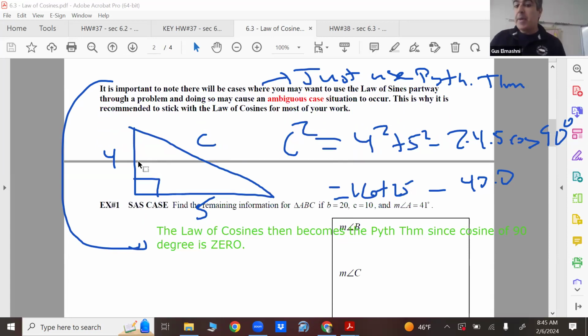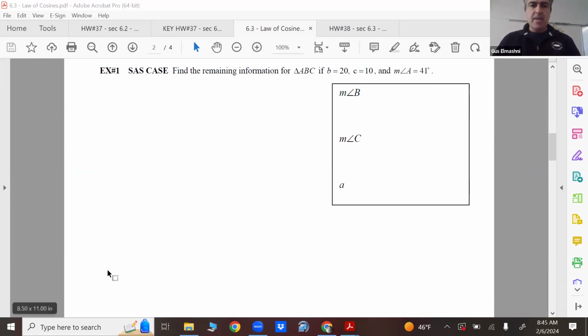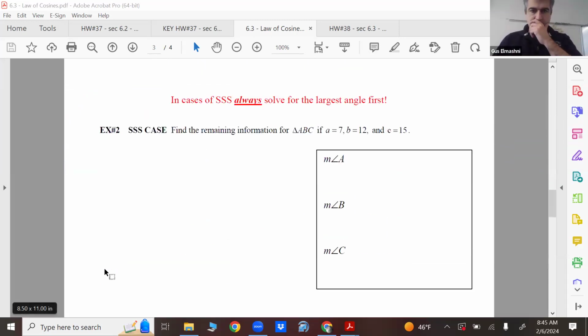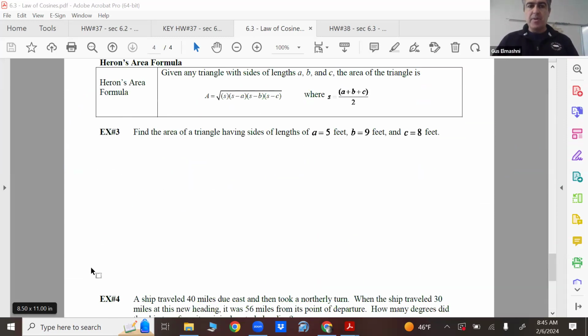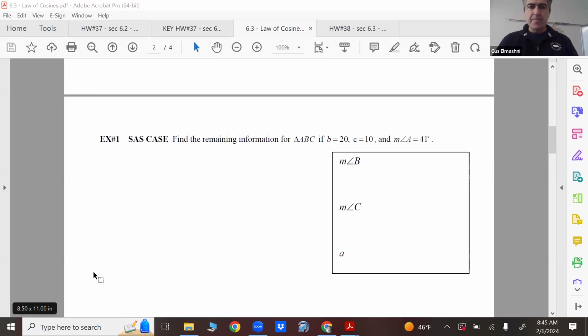And then it's important to note there will be cases where you may want to use law of sines partway through the problem. So stick with the law of cosines for most of it, because the ambiguous case can kind of creep back in when you're doing this technique. Let me just do a problem first, it'll make more sense. So let's do a problem, then another one, and then we'll talk about another form for area. And that should conclude our notes. So 4 examples. Here we go.